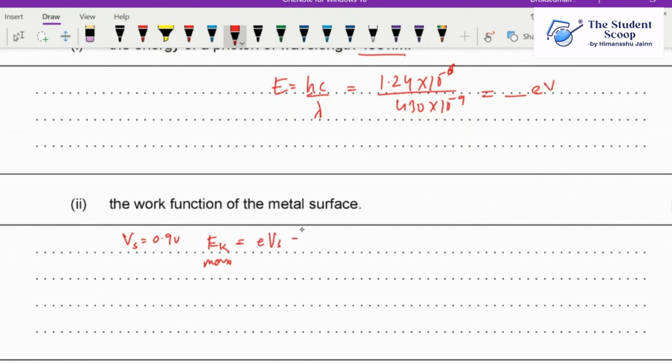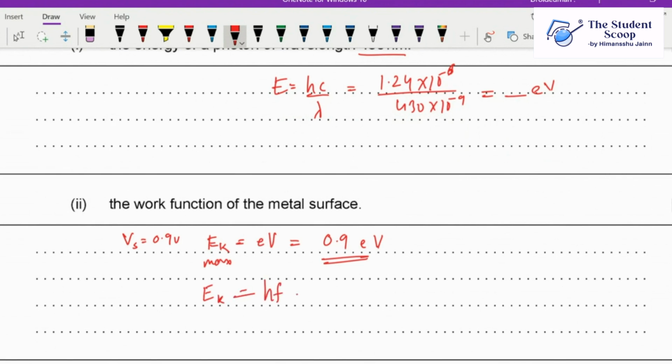But we multiply by e only when it is in joules. So basically it is 0.9 eV. We don't have to convert the volts into joules and joules back to electron volts. So this can be done directly. It is 0.9 eV. Similarly, if we use this formula, the maximum kinetic energy is equal to hf minus phi.